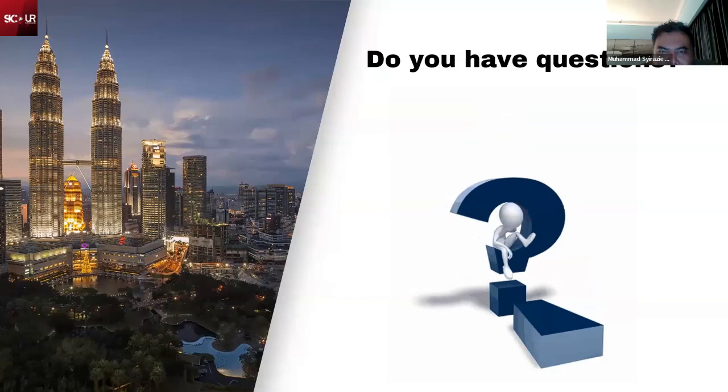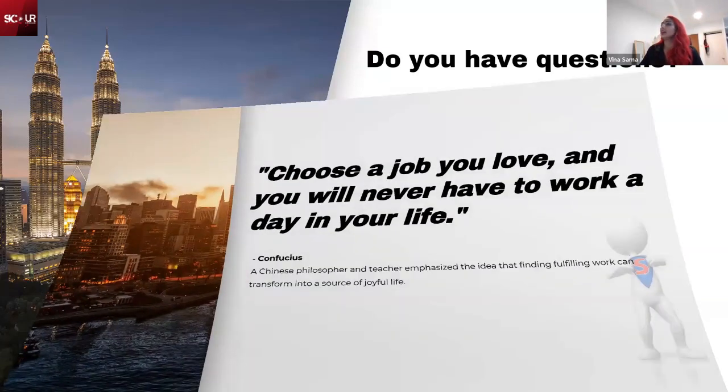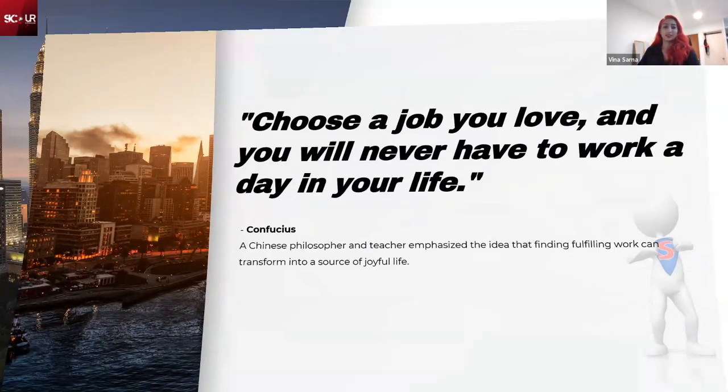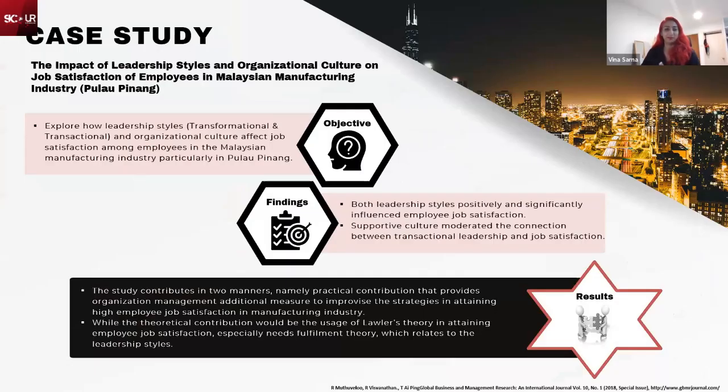Since there is no question, I will ask, can you go back to the case study? There you go. Okay, it says that the objective is to explore how leadership style and organization culture affect job satisfaction among the MMI, particularly in Penang. In Penang, yes. Okay. Can you give me some examples of activities or efforts in analyzing these studies?